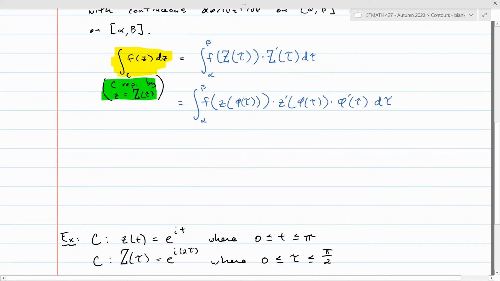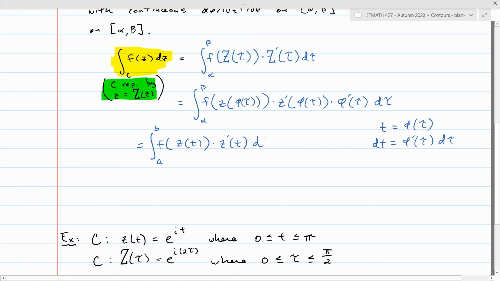So at this point, we just make a u substitution like you would have done in calculus class. We say, hey, remember t? Let's set t equal to phi of tau, and then dt is equal to phi prime of tau d tau. And so that previous integral, if we change variables here, we end up with the integral from a to b, because now we're doing t's, and it's going to be f of z of phi of tau, which is just t now, and then z prime of phi of tau becomes just z prime of t, and then the phi prime of tau d tau is exactly dt.